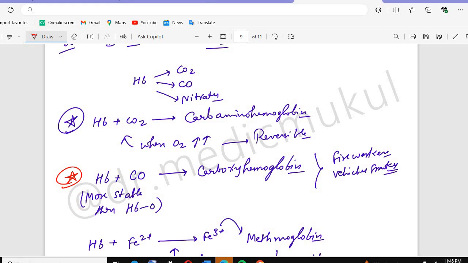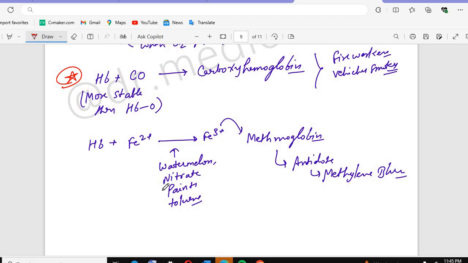And when the hemoglobin combines with the iron, normally the iron is present as Fe2 positive, but whenever we are eating more watermelon, in watermelon also there are nitrates, more nitrate consumption, the more paint workers and toluene. So all these convert the Fe2 positive into Fe3 positive, and if Fe3 positive is increased in our body, we would have methemoglobin. Usually also, Fe2 positive will be converting into Fe3 positive.